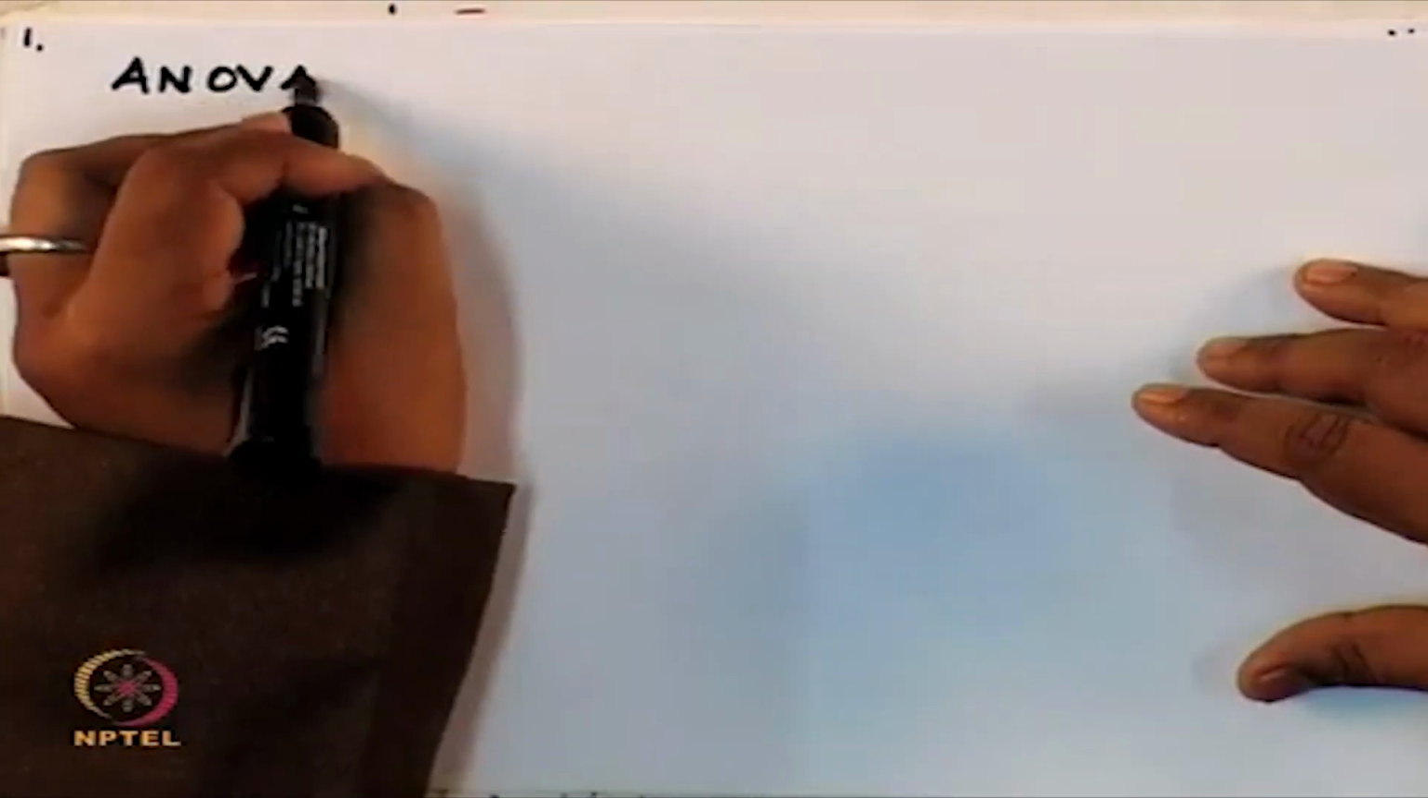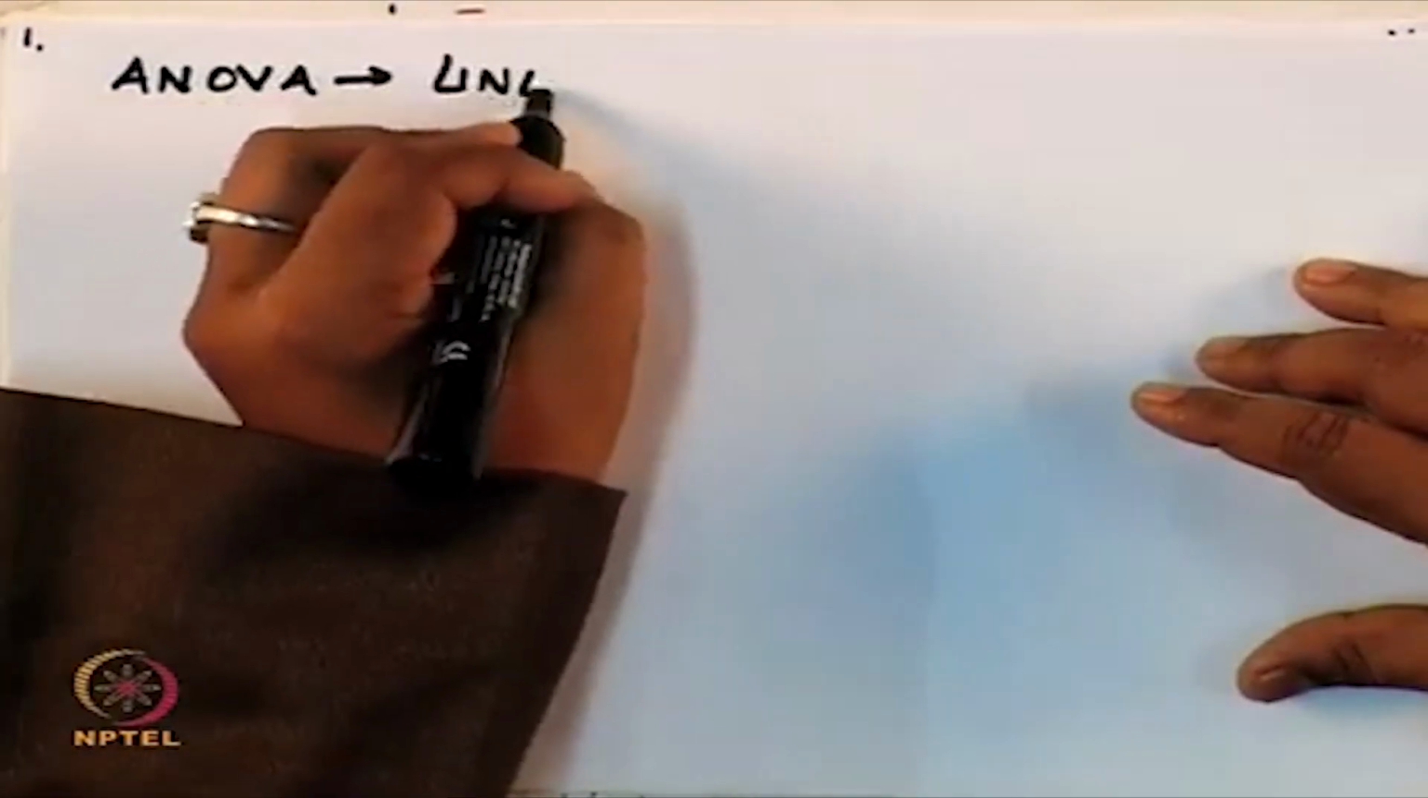So, we will continue today with where we had left off in earlier class, which was discussing the applicability of ANOVA for linear regression. In linear regression.